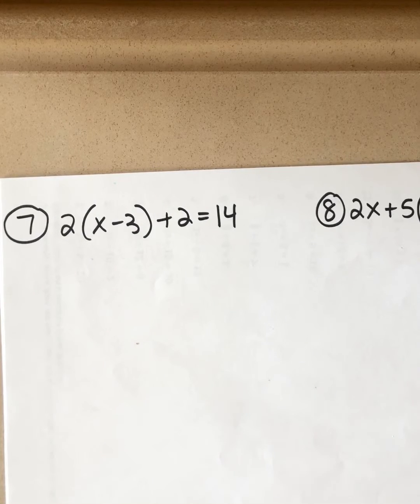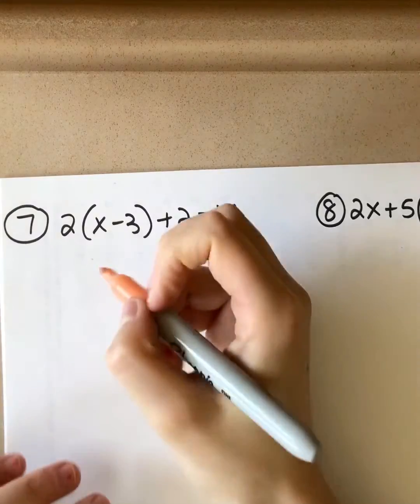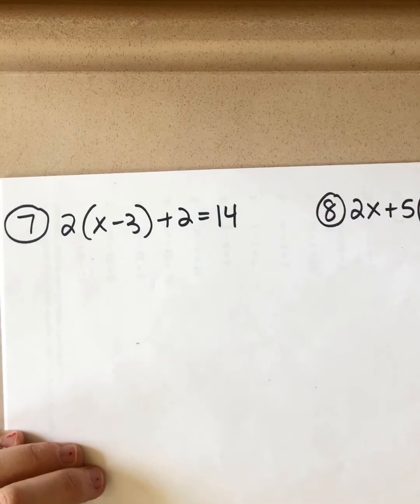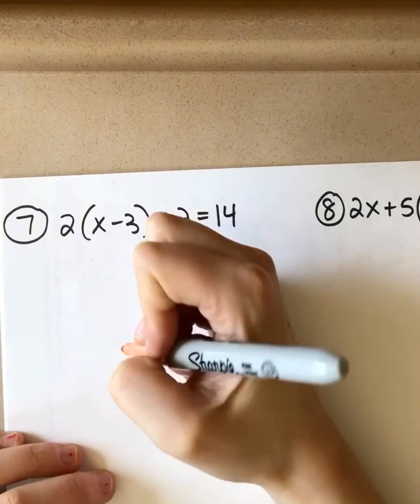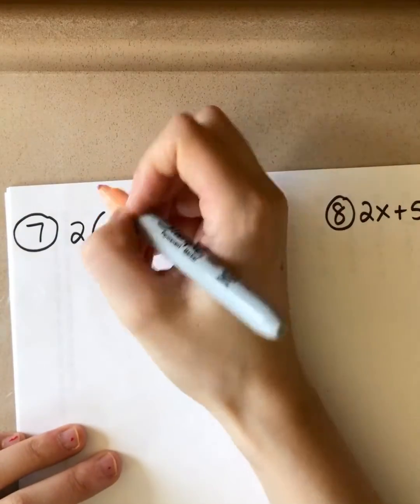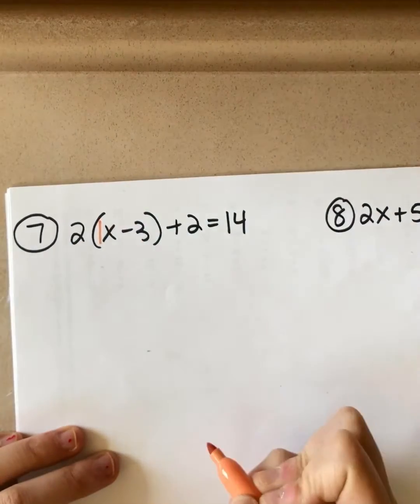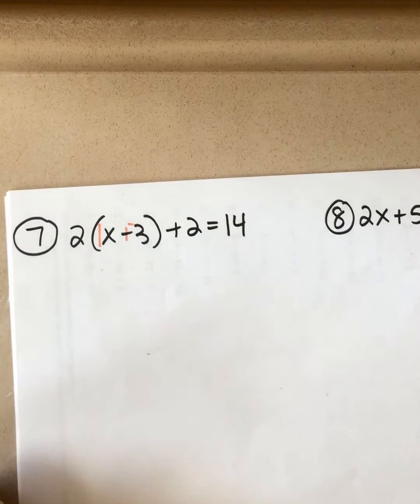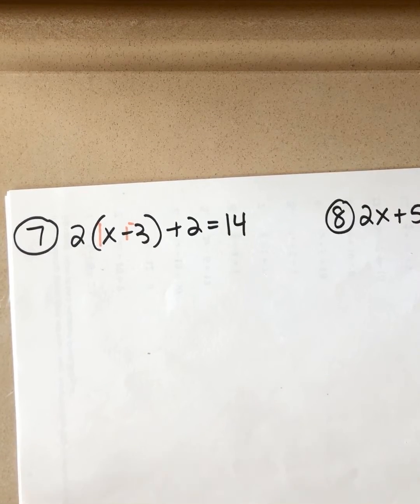Browsing through this more complicated expression in number 7, 2 times parentheses x minus 3, plus 2 equals 14. I'm going to go through and set myself up for success. So I'm going to add a 1 in front of that x, and I'm going to change my subtraction to adding a negative. I think that's all I need to do.